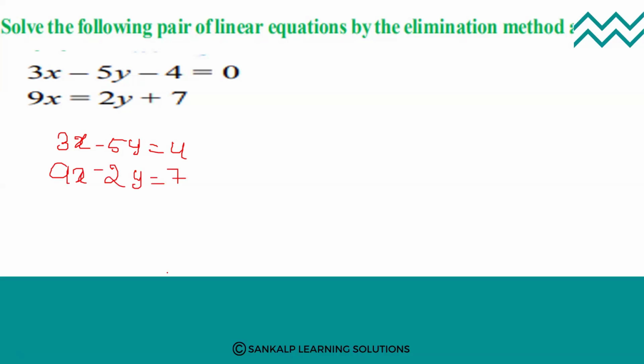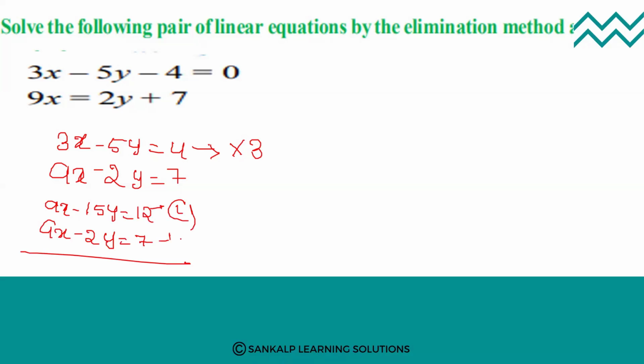In the elimination method, we eliminate one variable, either x or y. For that, first we need to equate the coefficients of a variable. Here 9x is there, here 3x is there. If I multiply by 3, then I will have 9x. So 3 into 3 is 9x, minus 3 fives are 15y, equal to 4 threes are 12. Then 9x minus 2y is equal to 7. Now this is equation number 1 and this is equation number 2.